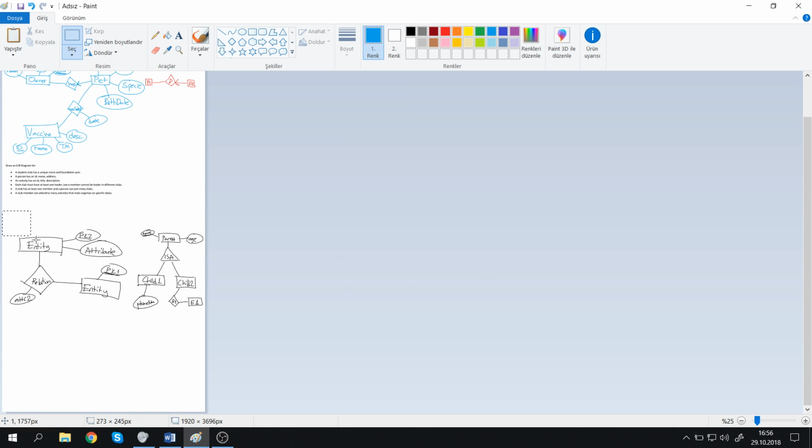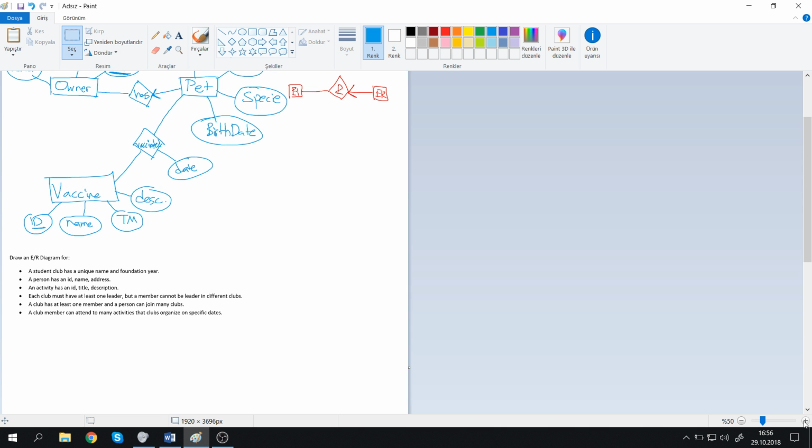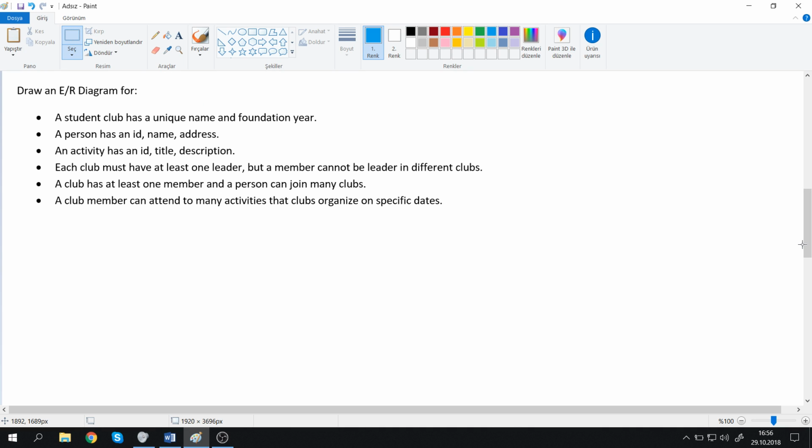For this one, we have a student club database. Let's first find the entities. We have student clubs, we have people, we have activities, and between them we have some relations. Each club must have at least one leader. So we see that we have people and they have different roles in a relation. A club has at least one member. So both leader and member are people. Do we need a hierarchy to show that? Not necessarily. These are different roles for the relations. A club member can attend many activities. So we have 3 relations described to us.